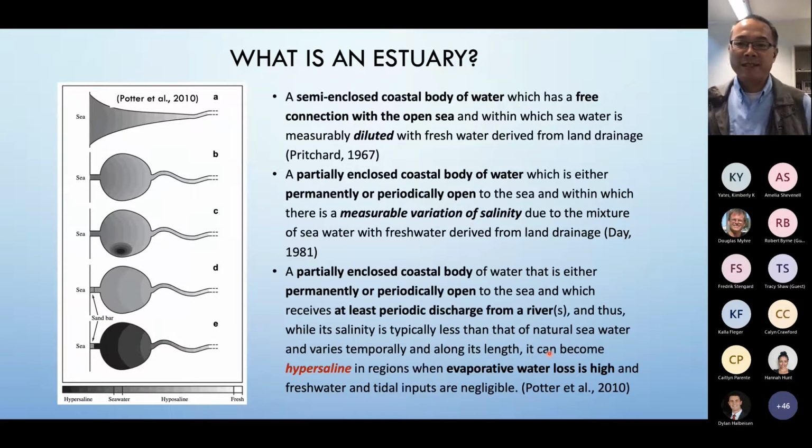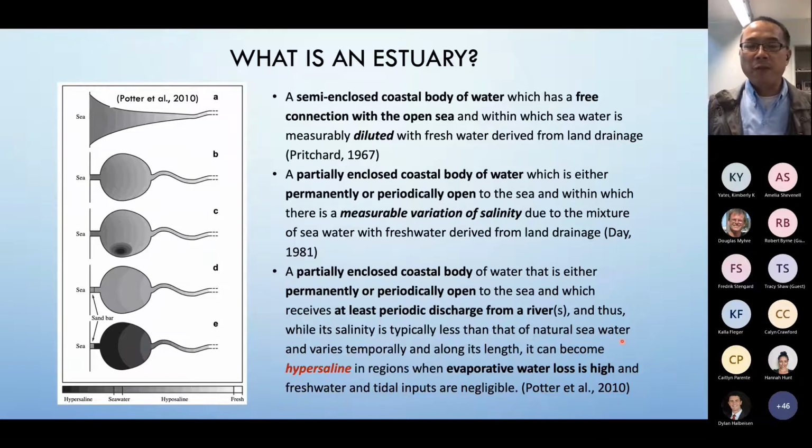The most recent definition, I haven't really kept tracking whether there's another iteration, but I think that's the most recent, is a partially enclosed coastal body of water. It can be either permanently or periodically open to the coastal ocean, and it receives at least periodic discharge from the river. It doesn't necessarily have to be continuous. It can be periodic pulses of fresh water. There is also a situation where evaporation is much greater than the fresh water coming in. In that situation, you actually get hypersaline conditions.